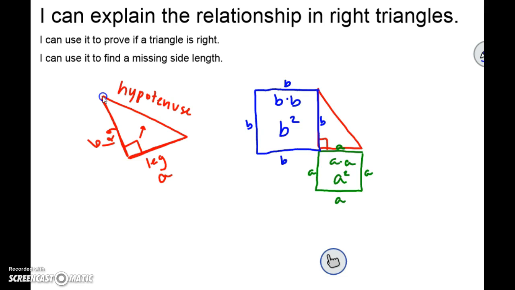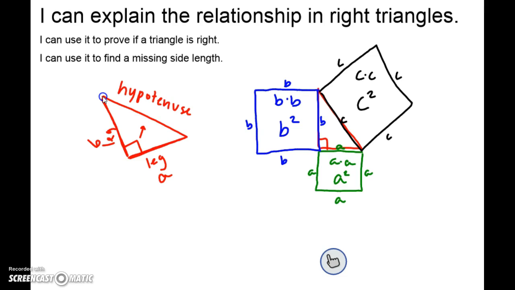Okay. If I then created a square off of the hypotenuse, oops, that's a pretty ugly square, but you get the point. Okay, we would call that C, and so all of its side lengths would be C, and so the area would be C times C, or C squared. Okay, so there's a very interesting relationship that happens only in right triangles. The A squared plus the B squared happens to be equal to the C squared.